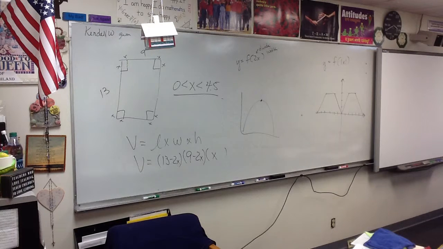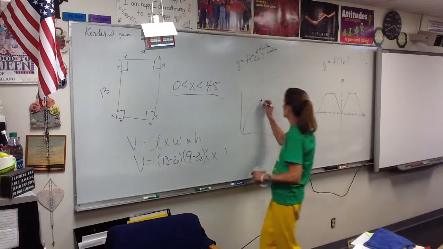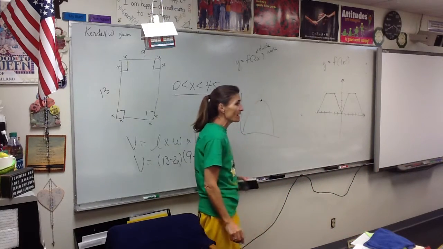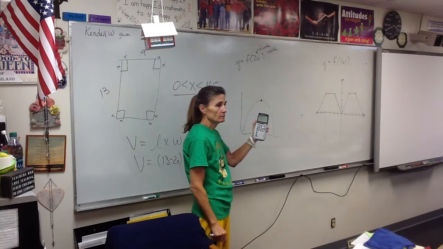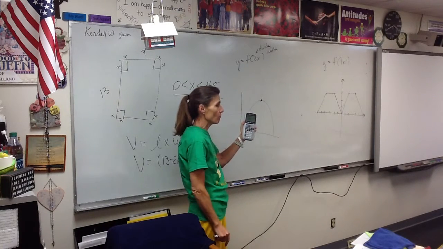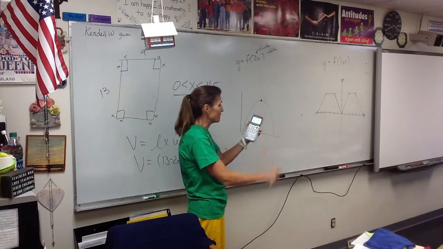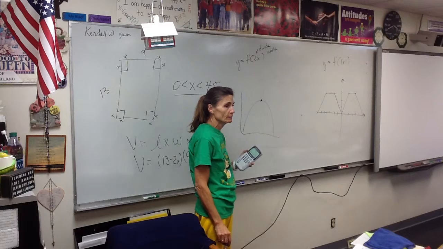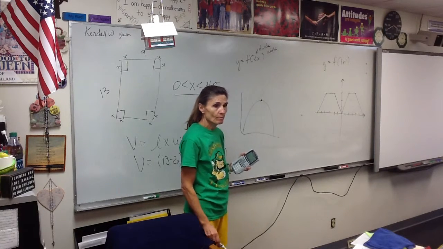Now, we're all seeing the top of the hill. How do we find the maximum? Second calc. Calc is in the top row, fourth button over. Click down to maximum, because that's what you're looking for, right? Then what do we need to do?